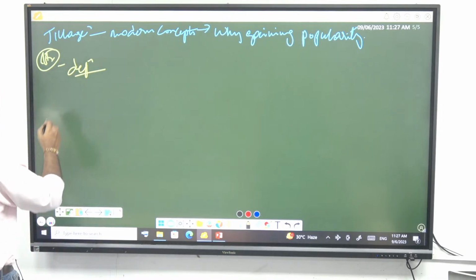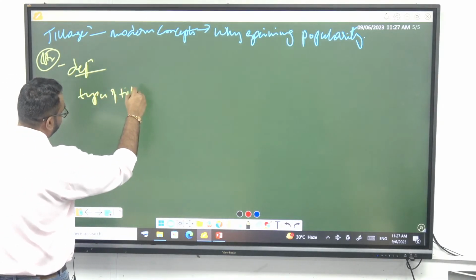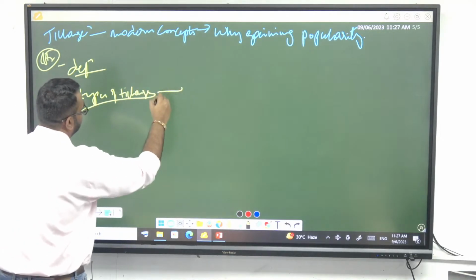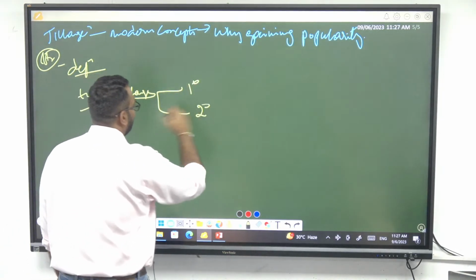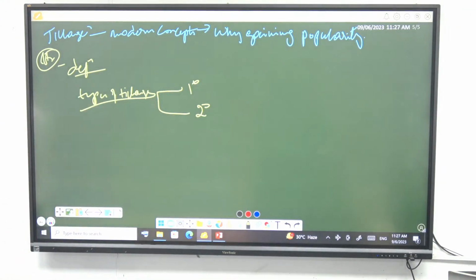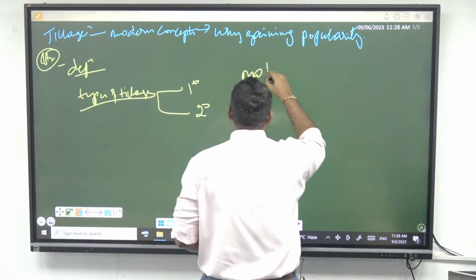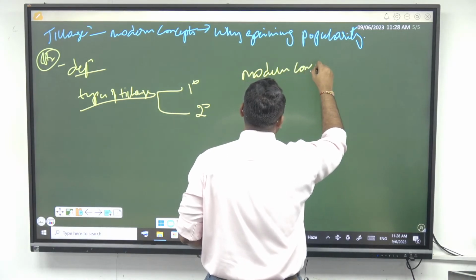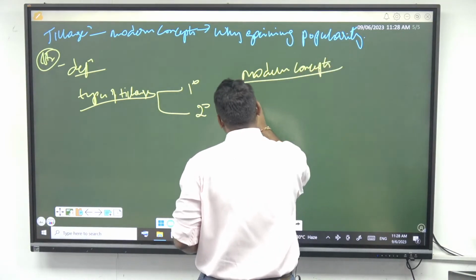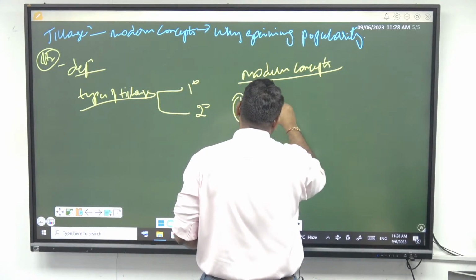After that you can give the types of tillages. We have two types, primary and secondary. Within that again intercultivation, summer plowing, those sort of things. After that you explain these things very briefly. After that you give these modern concepts. Essentially four main ones are there. Okay, let me start from this.